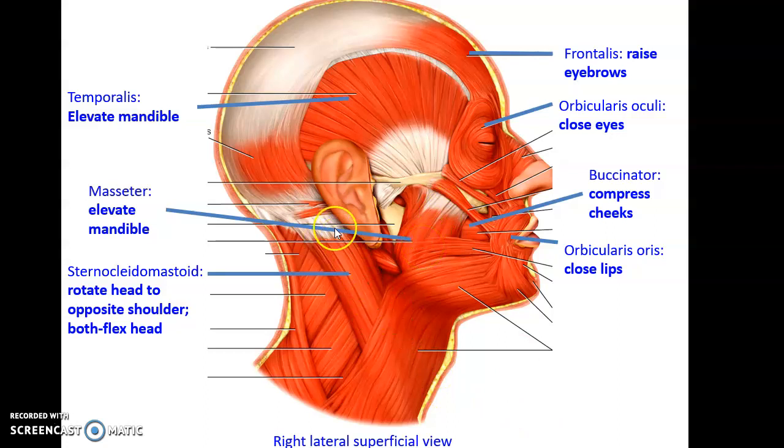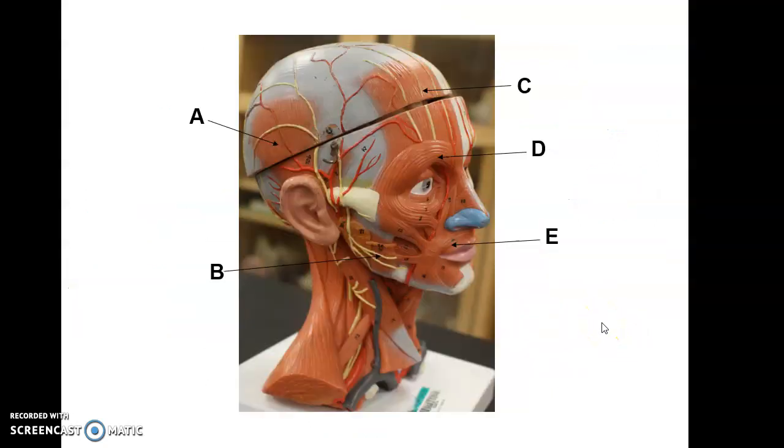And then sternocleidomastoid muscle, fun little muscle there. If one muscle of these two contracts, it will rotate the head toward the opposite shoulder. If both of these muscles contract, it will flex the head at the neck. It'll let you look down, as it were.